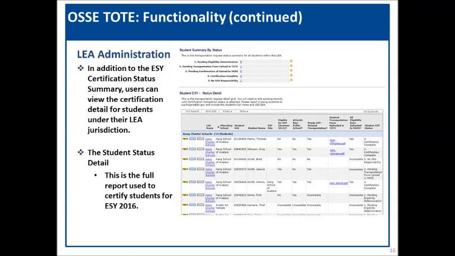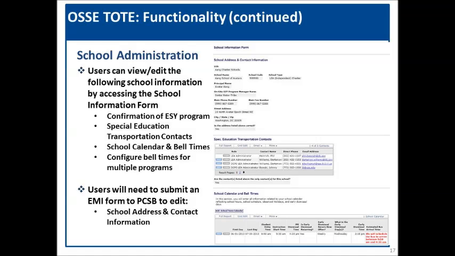In addition to the ESY certification status summary, users can view the certification detailed for students under their LEA jurisdiction. This is the full report used to certify students for ESY 2016. Users can view and or edit the following school information by accessing the school information form, and this includes confirmation of ESY program, special education transportation contacts, school calendar and bell times, configure bell times for multiple programs. Users will need to submit an EMI form to PCSB to edit school address and contact information.